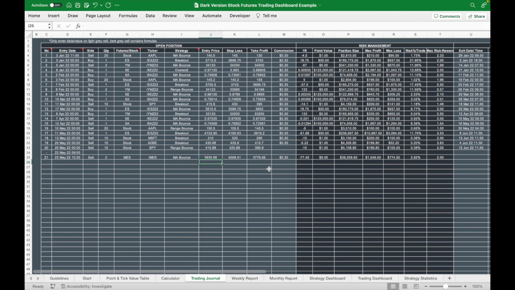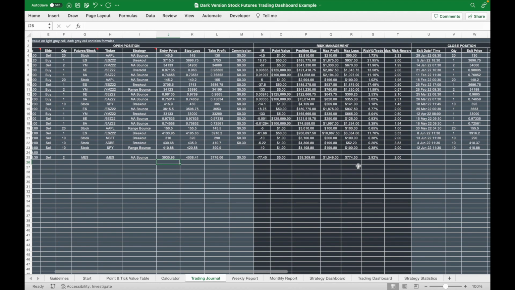As you can see here, the dark gray cells will automatically calculate the 1R distance after you enter the open position details, the position size, the maximum profit of the trade, the maximum loss of the trade, the risk percentage per trade, and the maximum risk to reward ratio for this trade.